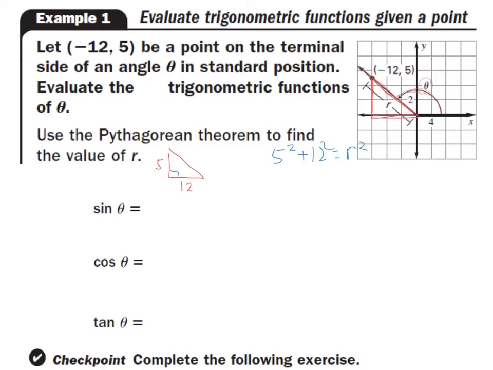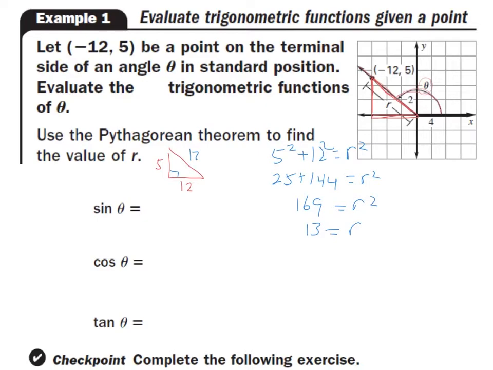I'd work this out. I get 25 and 144. Whoops. Let's erase that. I got to try that again. 25 and 144, and that would be r squared. Add those up, they make 169. I take the square root and I get 13. So that just tells me that the radius there is going to be 13.